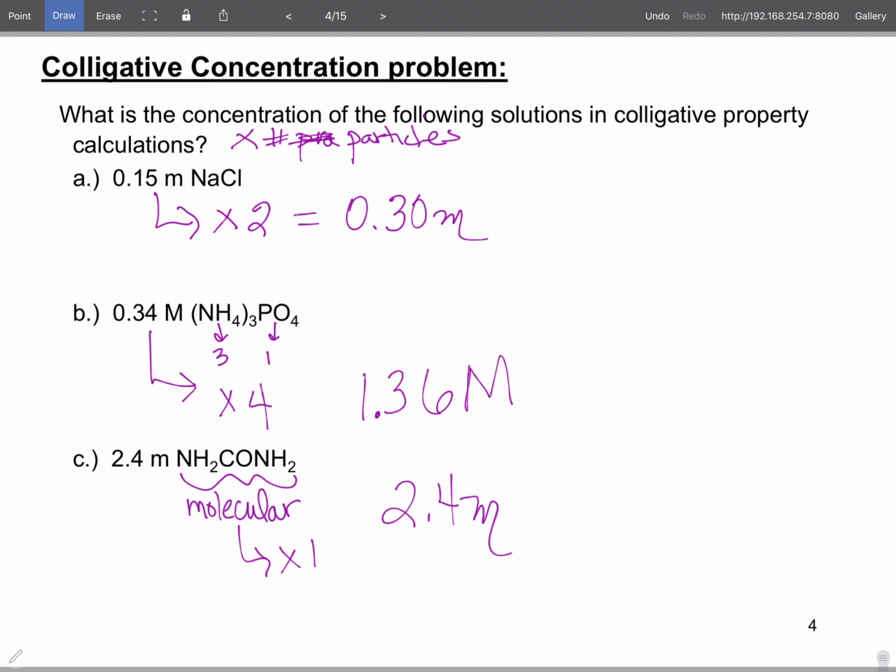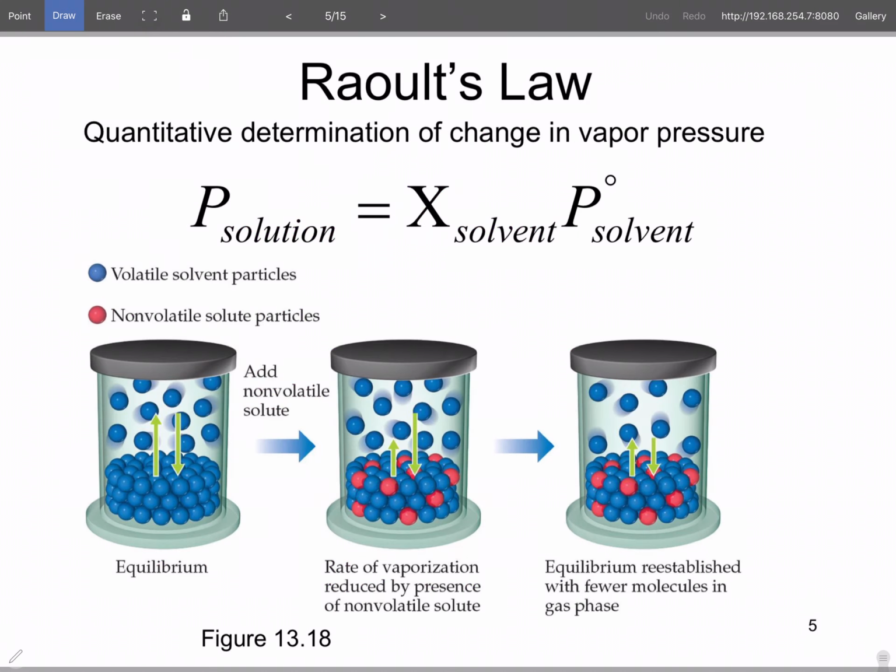Now that we've looked at how to identify the numbers, let's look at the other part, which is the vapor pressure lowering. The vapor pressure lowering has to do with what's called Raoult's law. Kind of like Ralph, but Raoult's law. And it's the determination of the concentration of the solution. Now, if you'll notice, it's the mole fraction of the solvent multiplied by the pure solvent.